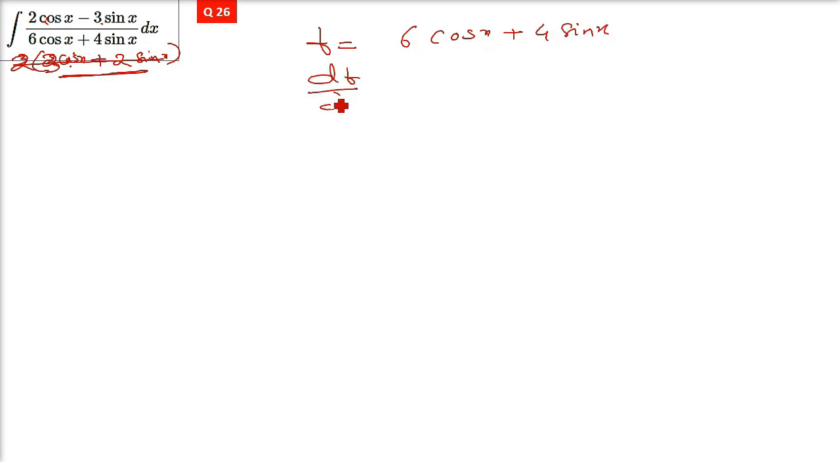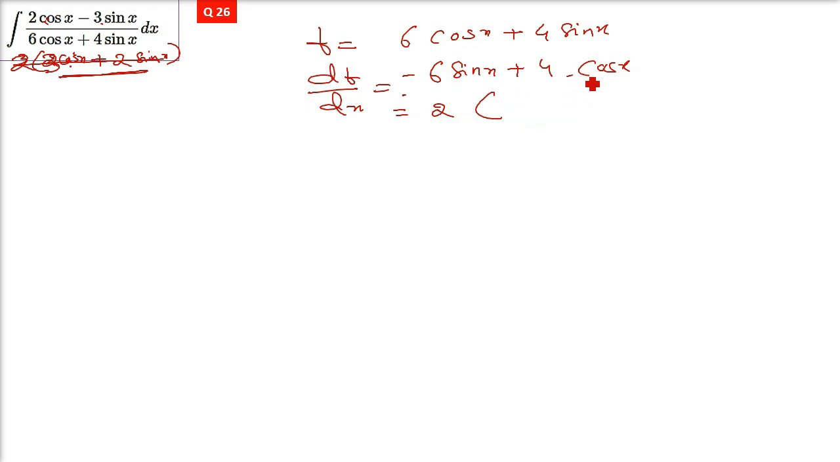So just take the denominator 6 cos x plus 4 sin x. This differentiation will be negative 6 sin x, and 4 sin x will give cos x. And now here, when you see 2 cos x minus 3 sin x, you need that, right? Now you can do it here, because now it's quite evident that you need 2 cos x minus 3 sin x. You can get it from here.